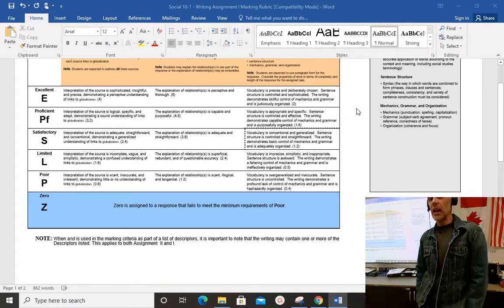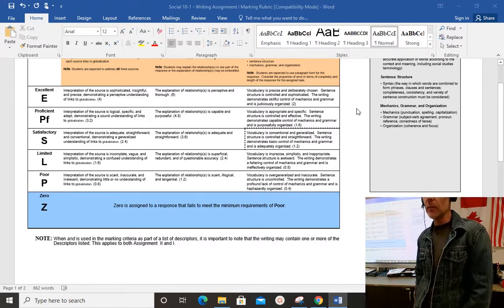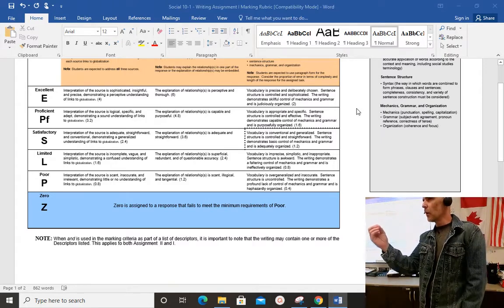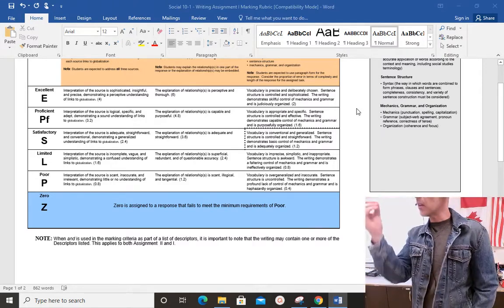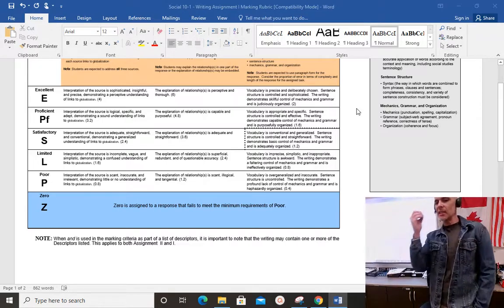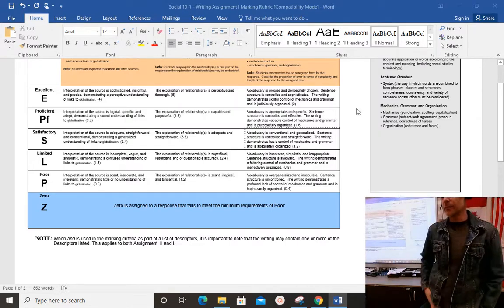And then ultimately, the category many of you want to get to is the E. There's something precise about what you're doing. It's more than just specific, it's precise. And in that precision, I see insight and sophistication.